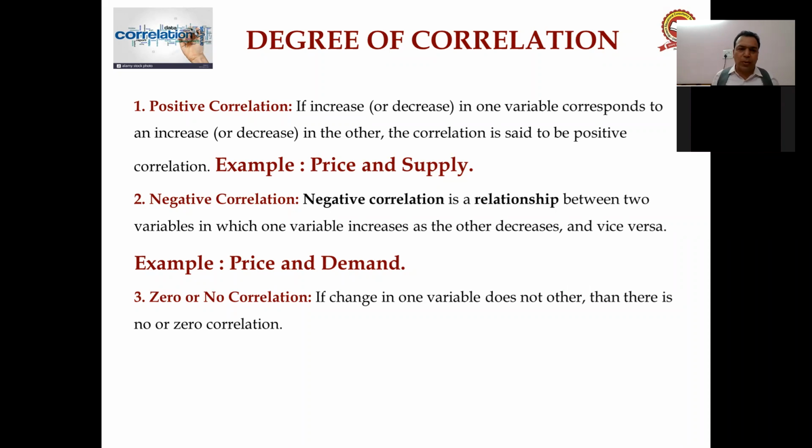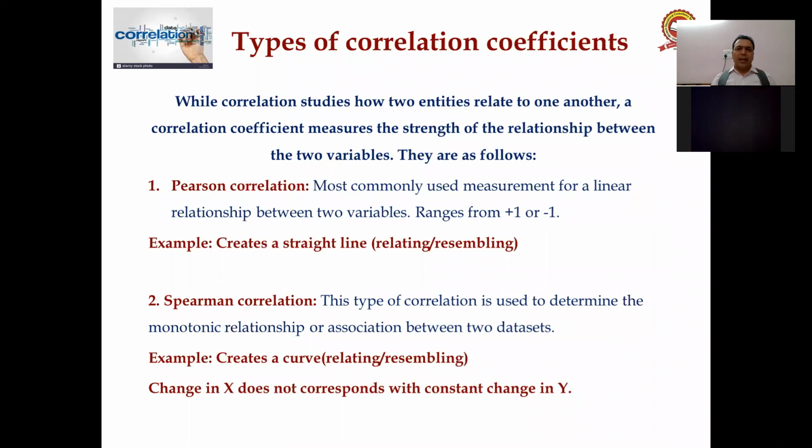And third is zero or no correlation. When there is no relationship between the two variables, no impact, no effect at all, this is called zero correlation, right? Next we talk about the types of correlation coefficient.